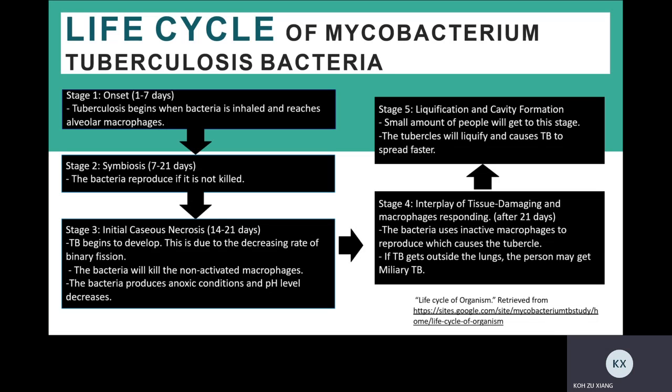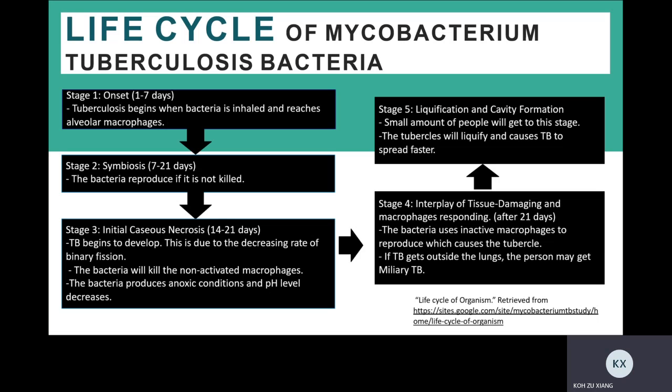It kills the non-activated macrophages and will produce anoxic conditions, which decrease the pH level. In stage 4, the bacterium uses inactive macrophages to reproduce, which forms a tubercle, a small nodular lesion in the lungs. If TB is spread to other parts of the body, the person may get miliary tuberculosis.